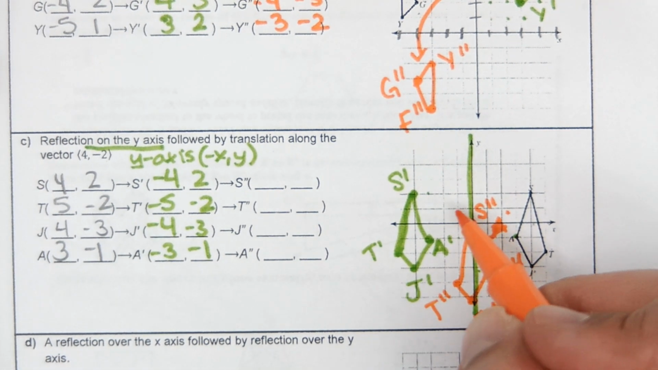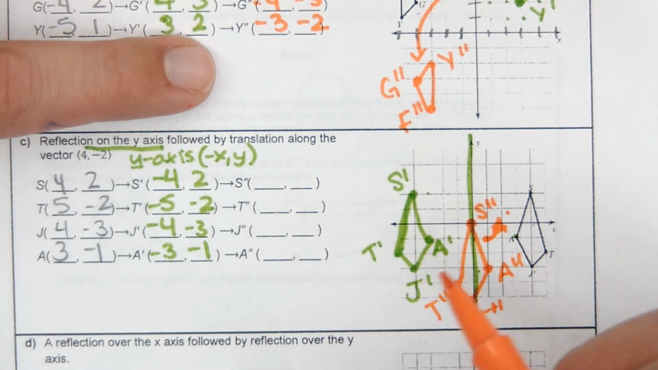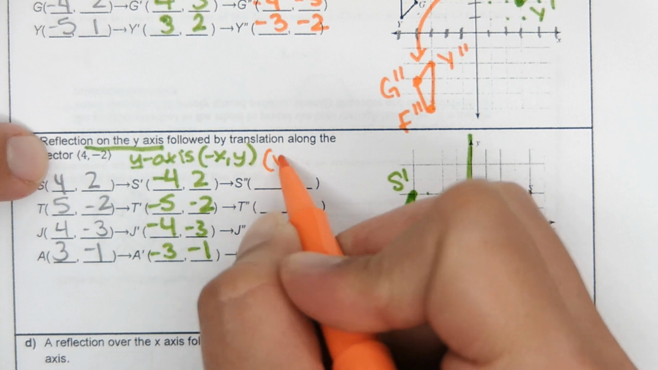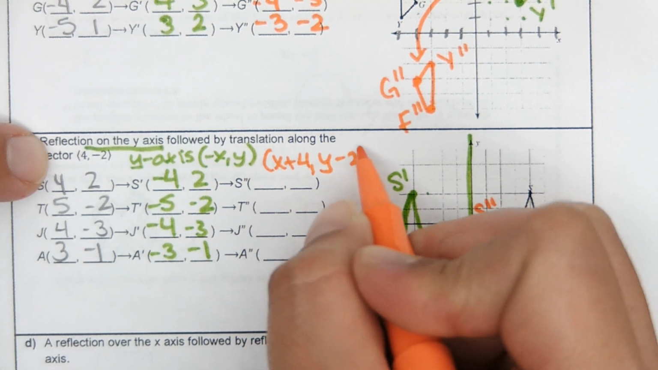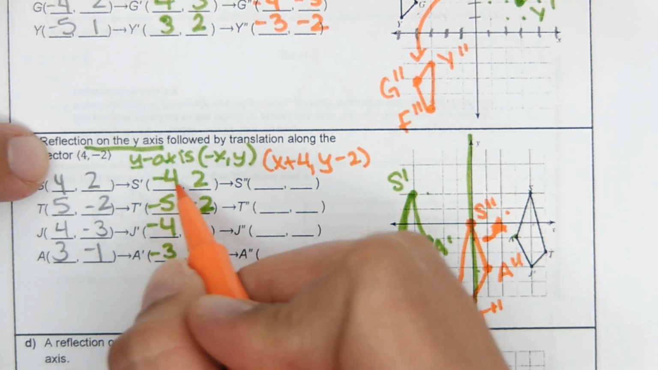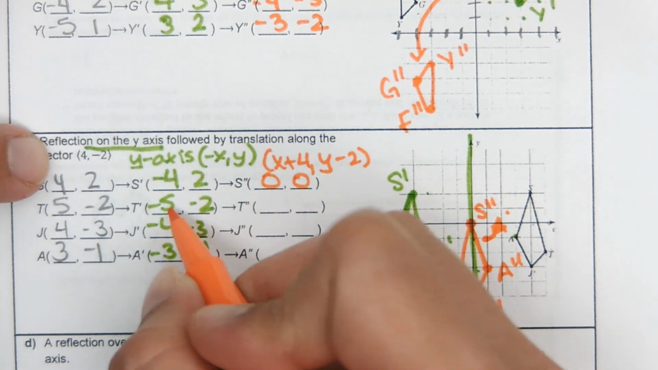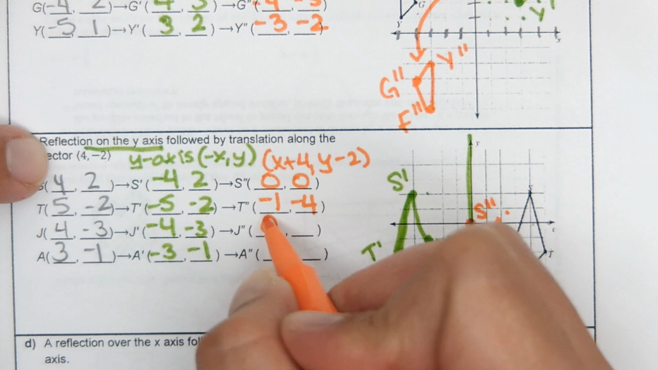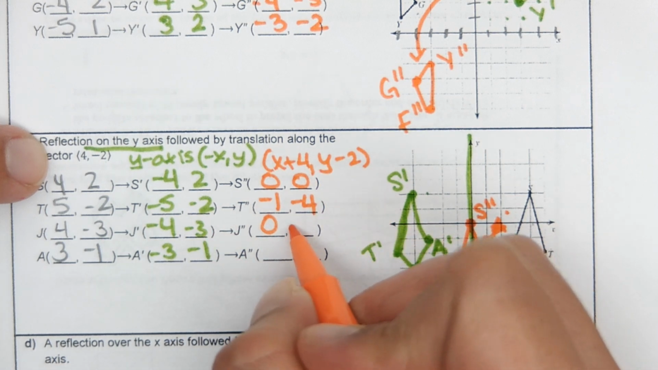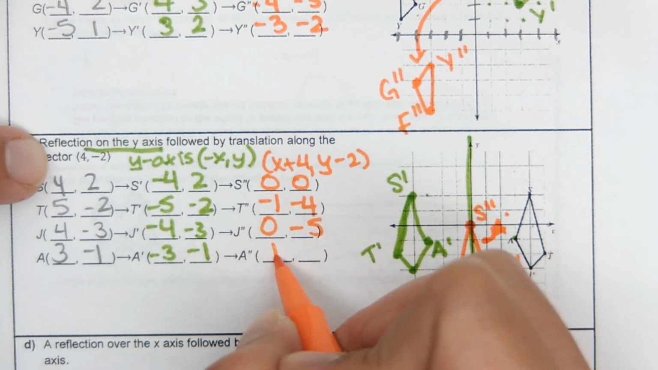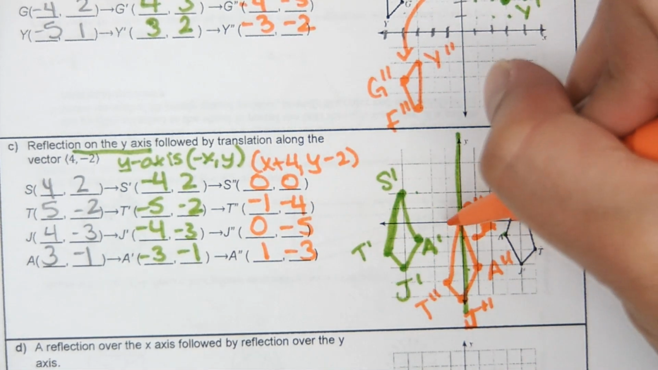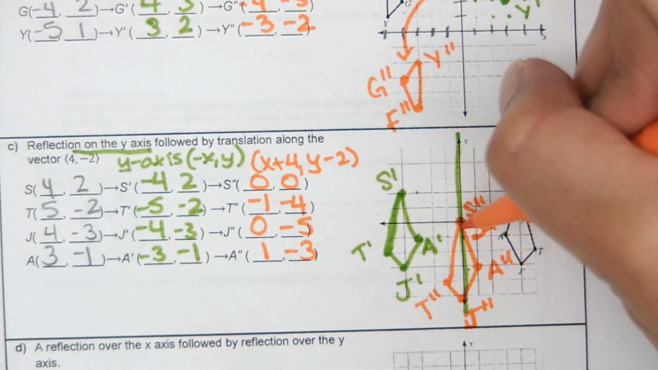So the orange one is our final answer or shape. And the other way to do it would be using the math. So you could do x plus 4, y minus 2 to get the coordinates this way. And then also check to make sure that that's where your points fell, and we're good.